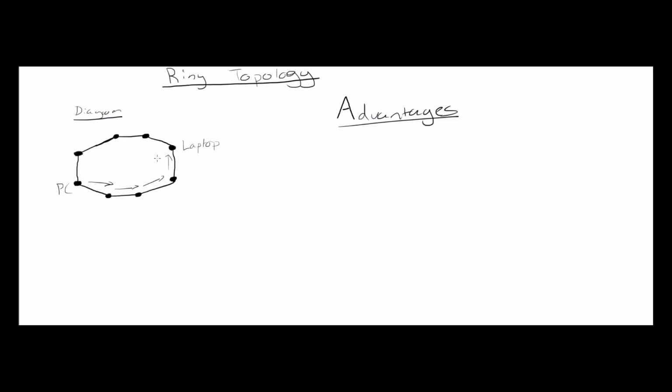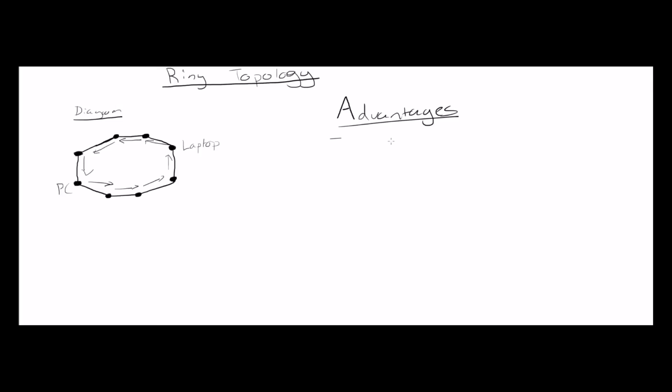And then once it's got the data that it needs, it then has to communicate with each node on its way back round the ring to the original PC. So it's going to have to communicate with every node on its way around the ring. And that's the basics of how a ring topology might work.